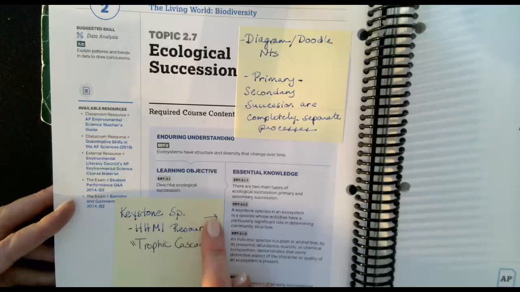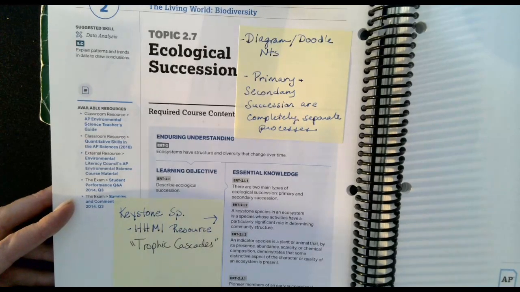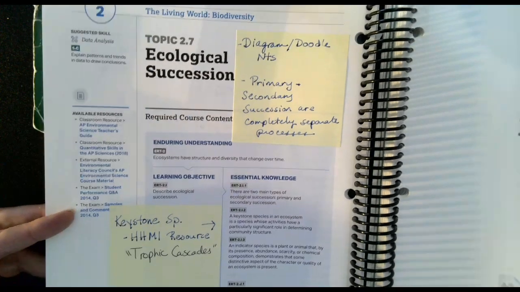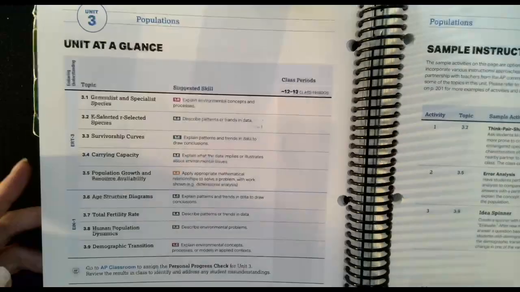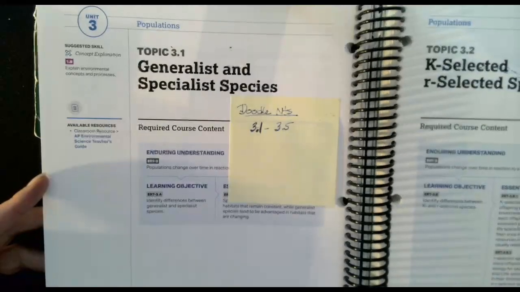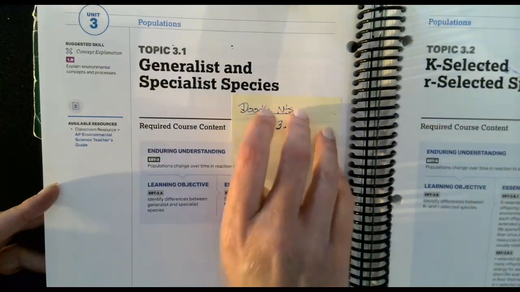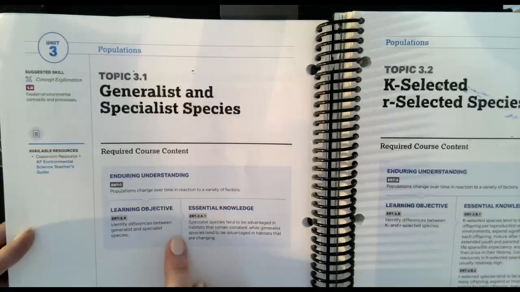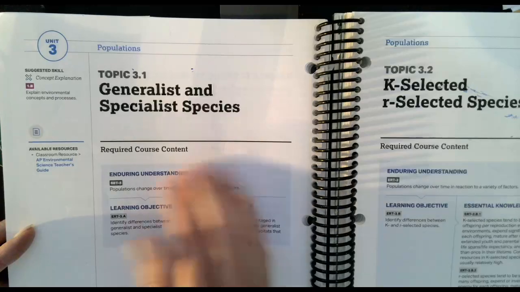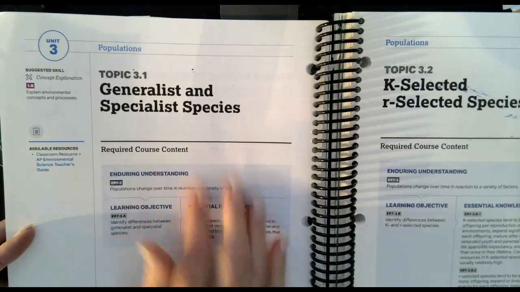And then there's a resource about keystone species on HHMI called trophic cascades that are really good about sea otters. Going on to Unit 3. So for Unit 3, you have basic notes. You could purchase doodle notes again, but you have everything you need.